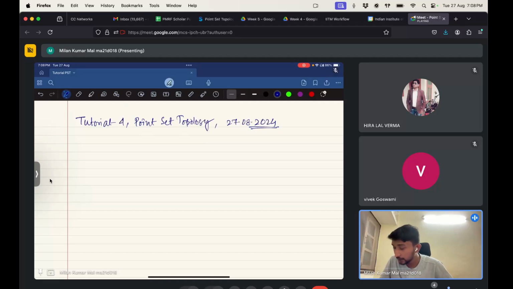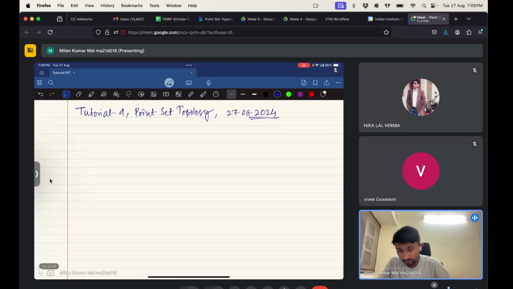The path connectedness and connectedness. So that will be better. Okay, let's start assignment 4 problem.